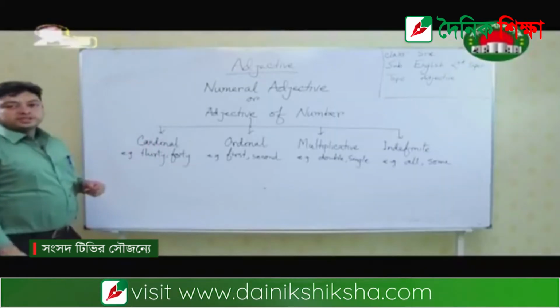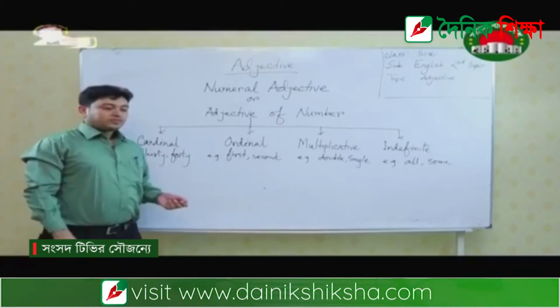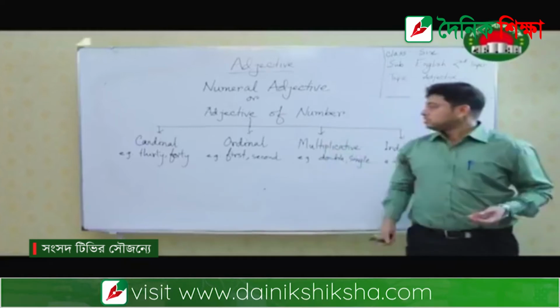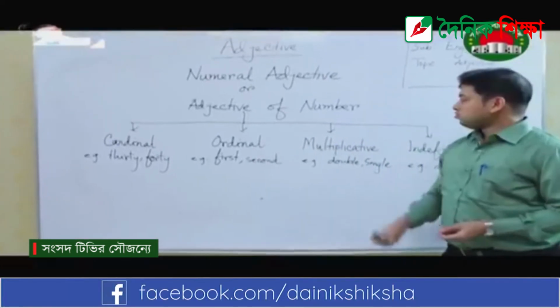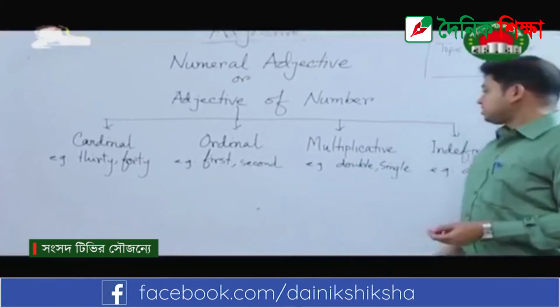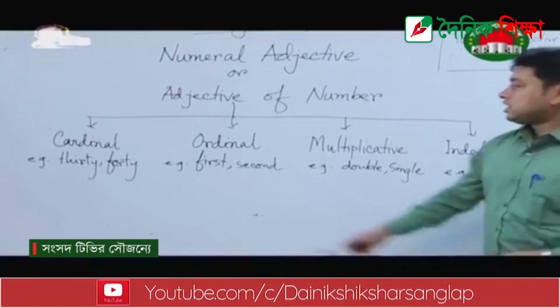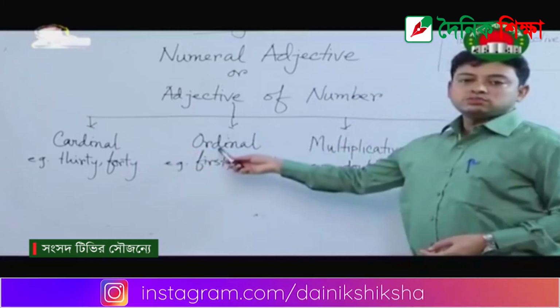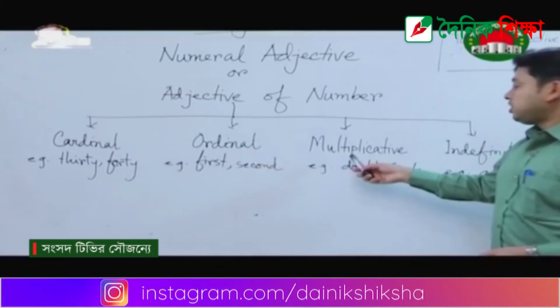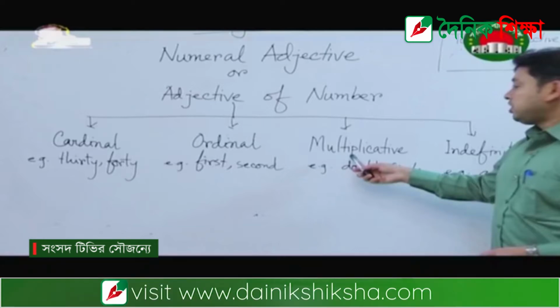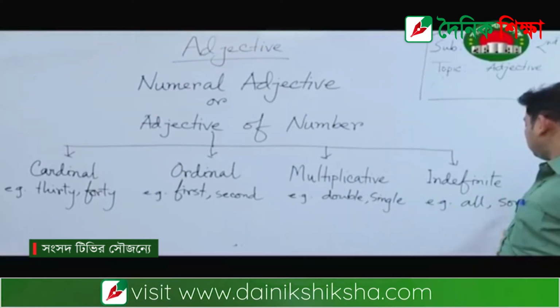Now adjective of number. So adjective of number can be classified into 4 ways. First one is cardinal number, the second one is ordinal number, third one is multiplicative, and the last one is indefinite. That means the cardinal numeral, ordinal numeral, multiplicative numeral and indefinite numeral. So the examples are given here: 30, 40, first, second, double, single, all, some.